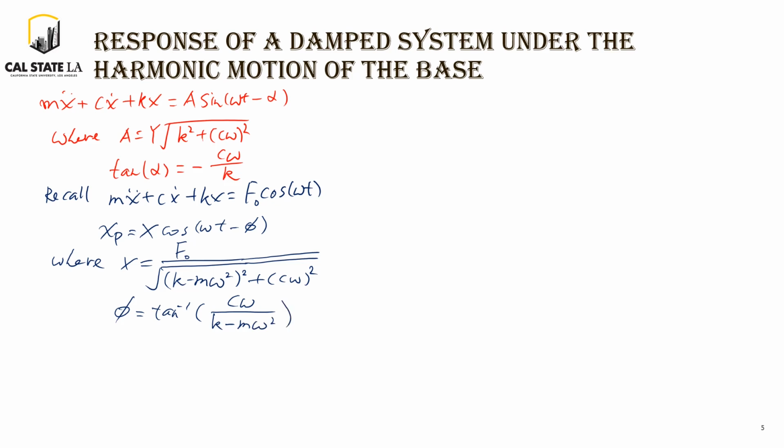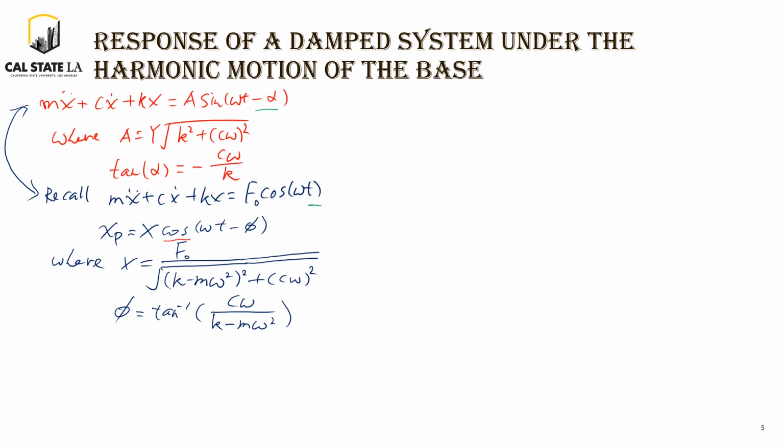Now we want to compare between these two. What's the difference? Last week we had a cosine function. This week we have a sine function. That will change this cosine function to a sine function. That will be the difference, right? And at the same time, another difference is the phase angle. Over here we have minus alpha. We don't have a phase angle there. So that is the difference.